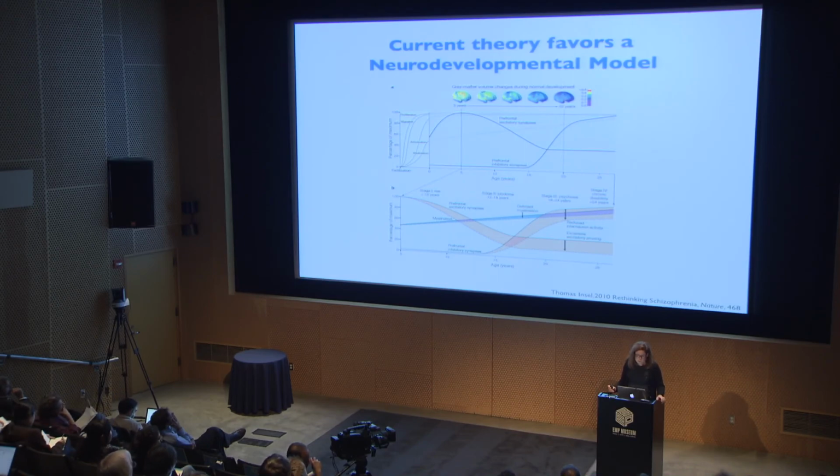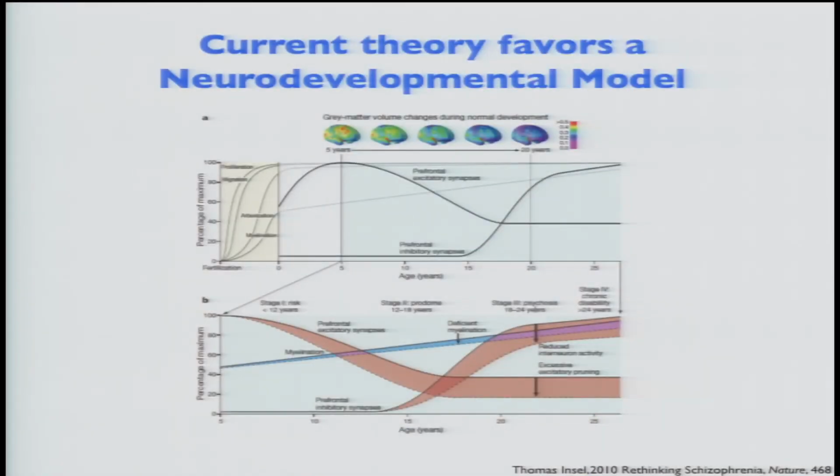This is just a diagram that will be familiar to all of you in the room because you study various aspects of this. Of course, the proliferation and migration of neurons is largely occurring before we're born, and there's a great increase in arborization and myelination, and then over time there's pruning of excitatory synapses and maturation of inhibitory synapses.